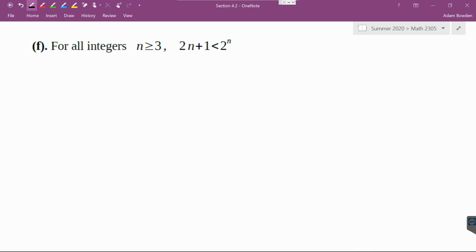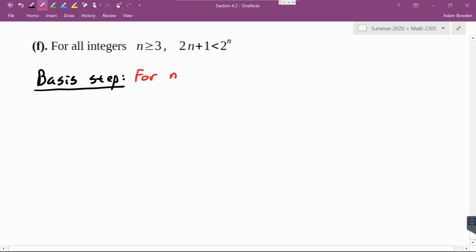So for this next one, it says for all integers greater than or equal to 3, 2n plus 1 is less than 2 to the n power. So this follows along the same kind of process as before. We start with our basis step. And so in this case, we have to start with n equals 3. So check that it is true for n equals 3. 2 times 3 plus 1 is equal to 7. And that's less than 8, which is the same as 2 to the third power. So it checks out to be true here for the first number, n equals 3.